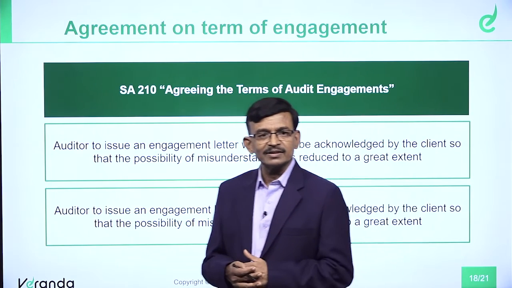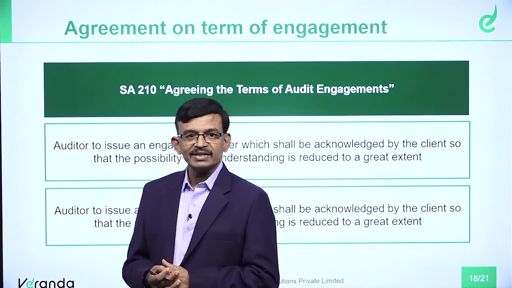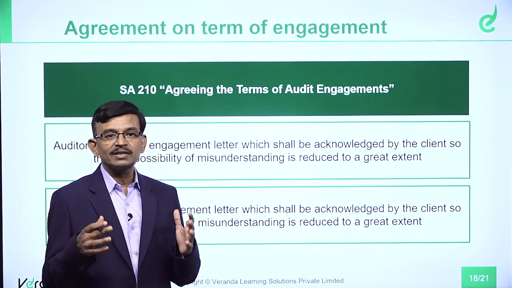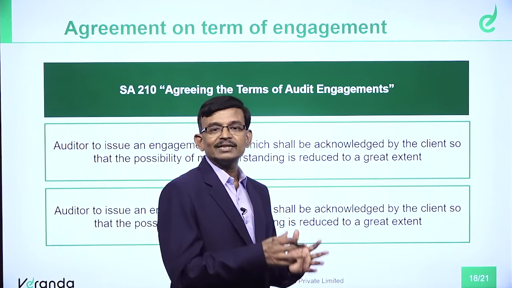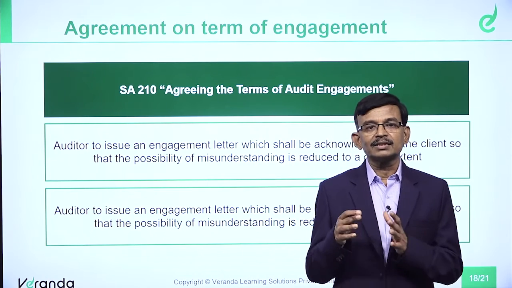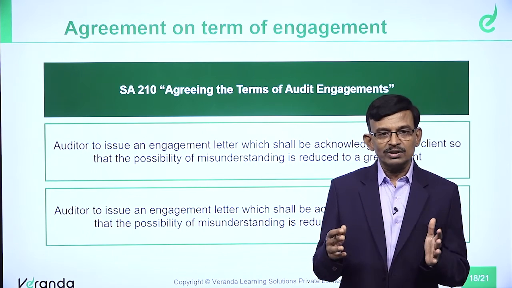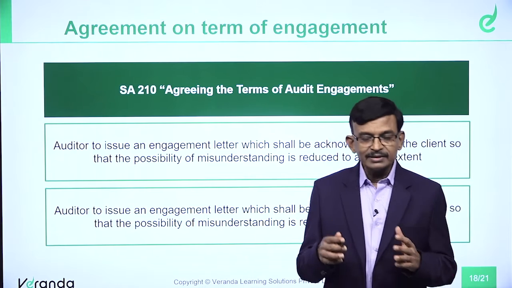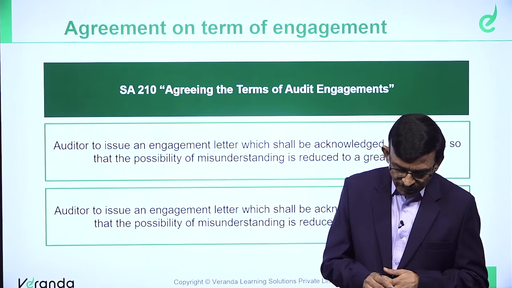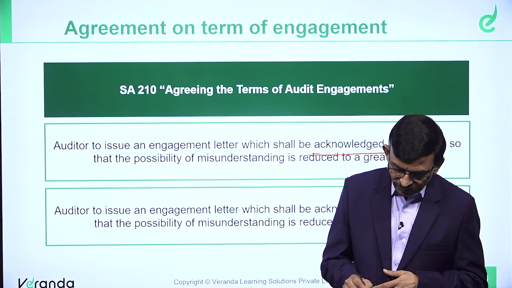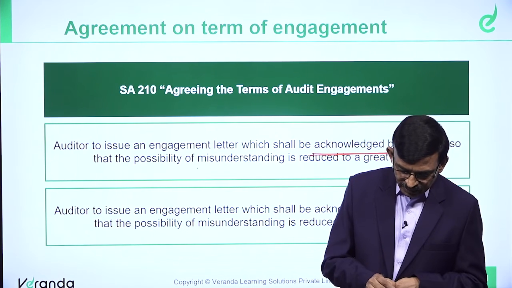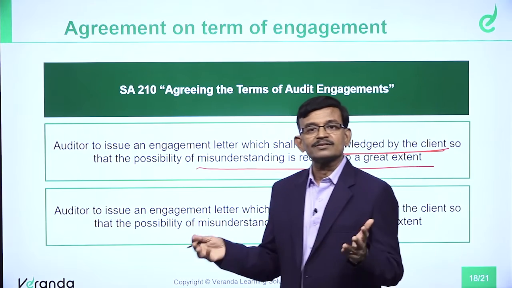Another interesting factor is SA 210, which says that the auditor should always have engagement terms signed between the client and the auditor. That is what we call an agreement on terms of engagement, and the standard 210 says it is about agreeing the terms of audit engagement. The reason is that the client should acknowledge the letter in which I have given the terms and conditions, so that misunderstanding between me and the client is totally avoided.